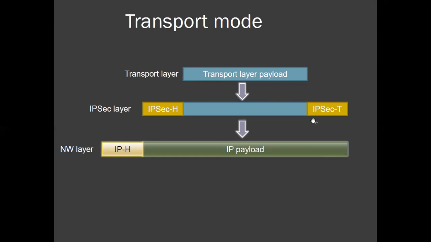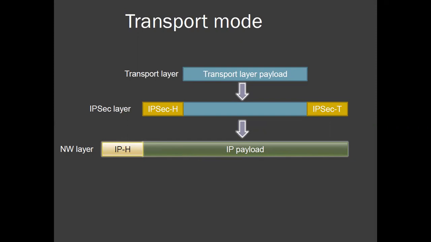Let us look at this figure. This is your transport layer payload coming from the transport layer. It may carry your TCP or UDP packet. When it comes to the network layer and IPsec is working in transport mode, IPsec will add its IPsec header and IPsec trailer to it, and it becomes the IP payload. Then a network layer IP header is added. So in transport mode, IPsec is providing security to the network layer payload.